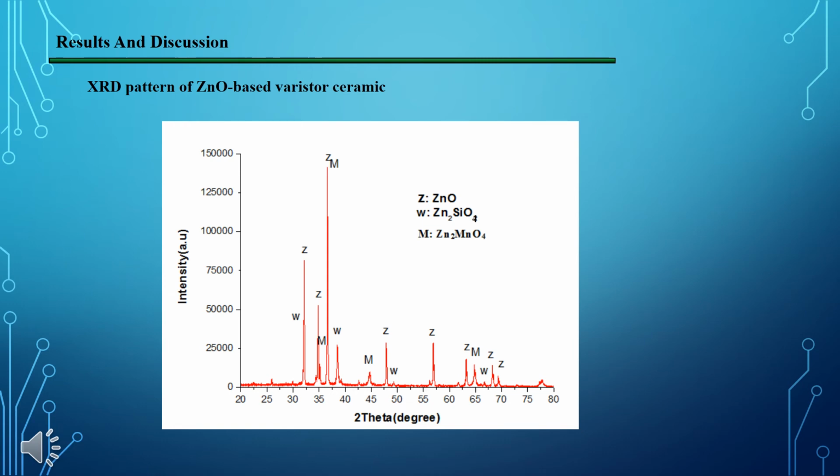Thirdly, results and discussion. The XRD pattern of the nano-based varistor ceramics is shown in this figure. The XRD patterns reveal the presence of primary ZnO phase and a small amount of Zn2MnO4, and a secondary phase, Zn2SbO4, as detected by EDX analysis.